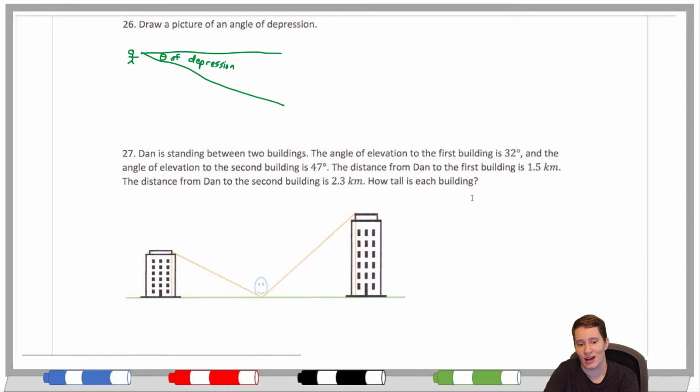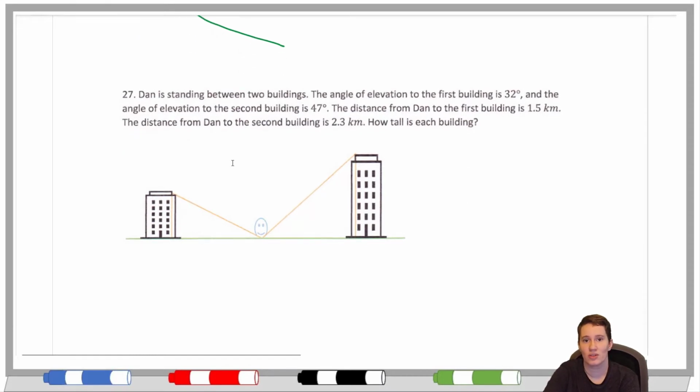And then here I do have a word problem for you, but I've given you a picture to use to hopefully help. It does still use the words angle of elevation, but I'm hoping that it's pretty straightforward since I gave you the picture. Dan, look at Dan here. Dan looks kind of like Humpty Dumpty. Dan is standing between two buildings. The angle of elevation to the first building is 32 degrees. The second is 47. It doesn't actually matter which one of these you label which, as long as you are consistent, but because I did actually try to make them kind of to scale, it makes more sense to put 32 on the left and 47 on the right.